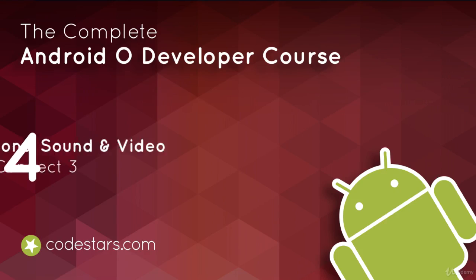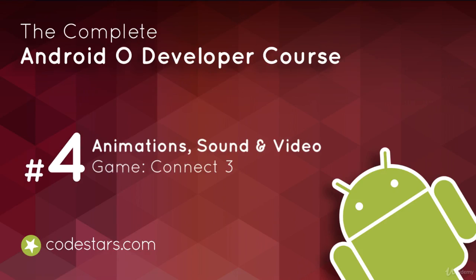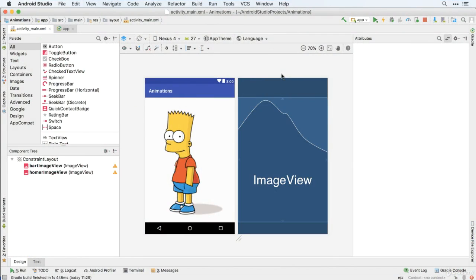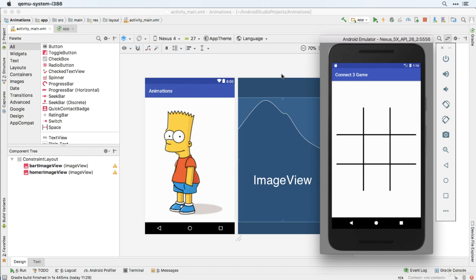Alright, so we're going to use the animation skills you've just learned and a lot of the other skills you learned in the previous section to make a game that I call Connect 3. It has a lot to do with a game called Tic Tac Toe, but it's kind of mixed with Connect 4. Let's see how it works.